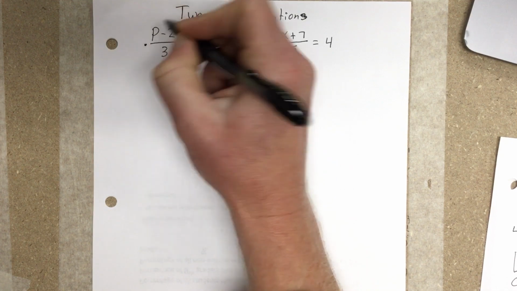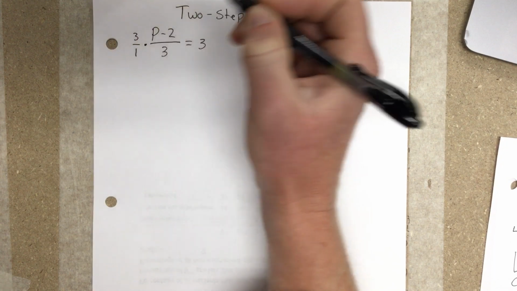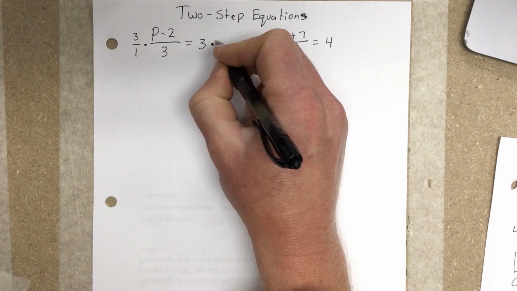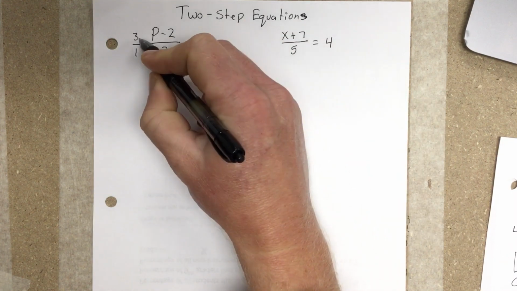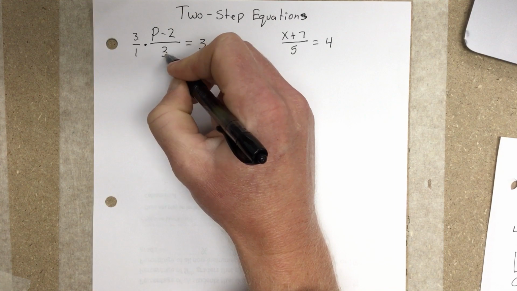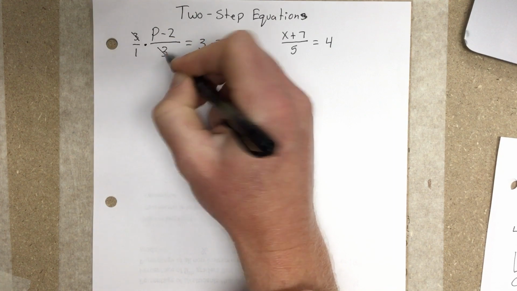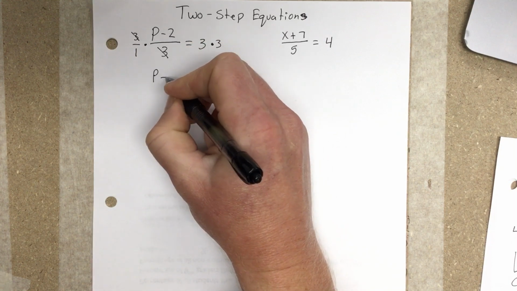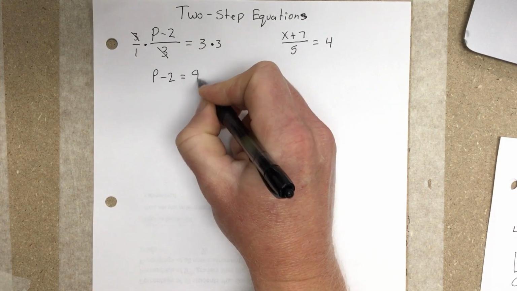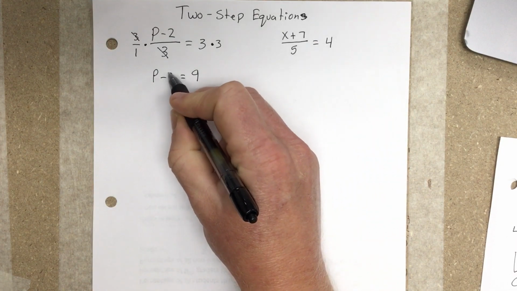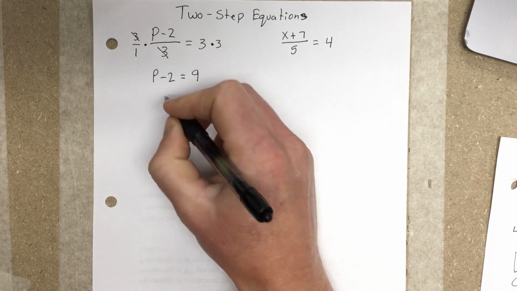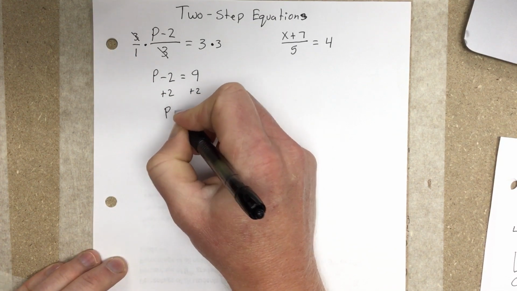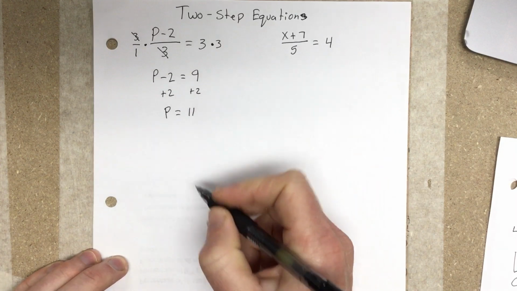I'll start by multiplying by 3 over 1 because I am dividing by 3 here. If I multiply by 3 on the left side, I'll multiply by 3 on the right side. I have 3 in the numerator divided by 3 in the denominator. They can cross cancel. And that's going to leave me with p minus 2 over 1. So I have p minus 2 is equal to 9. Then I have to add, because I have a subtraction of 2. So I add 2 to each side. And I get p equals 11. So I think that that is the solution.